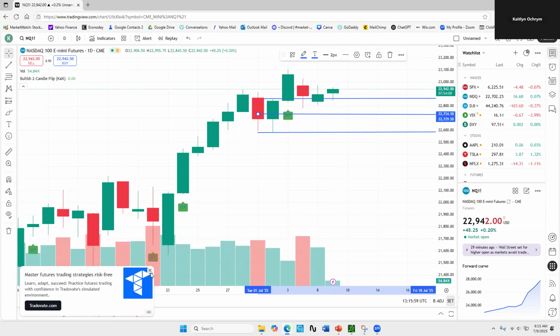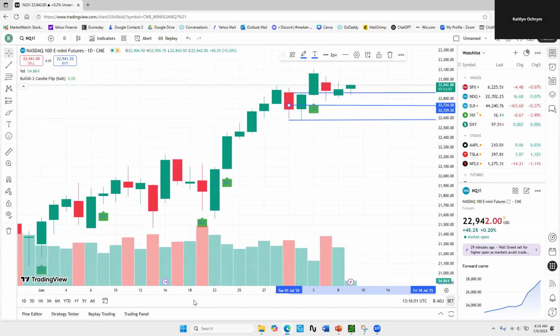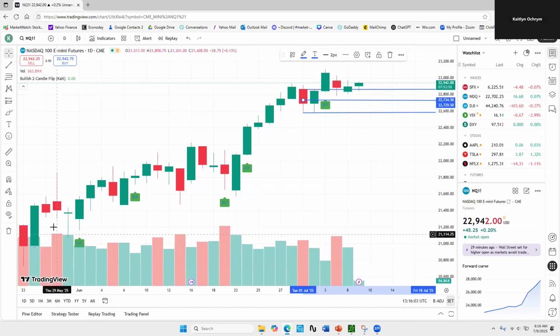And again, the coding's really nice if you want that additional support to find when a two candle flip's been activated. And then when you find it, you can put your lines around it and then look for the trade opportunities when price pulls back to the two candle flip.